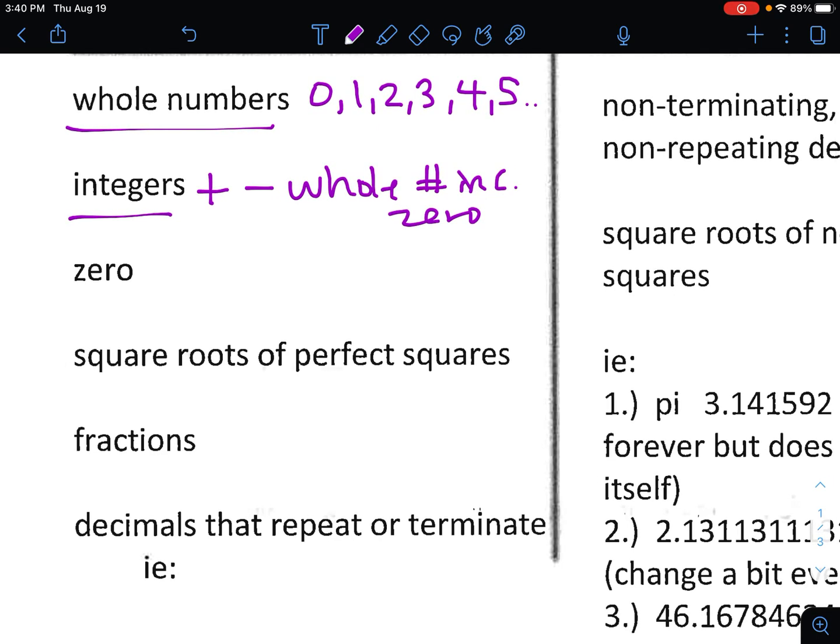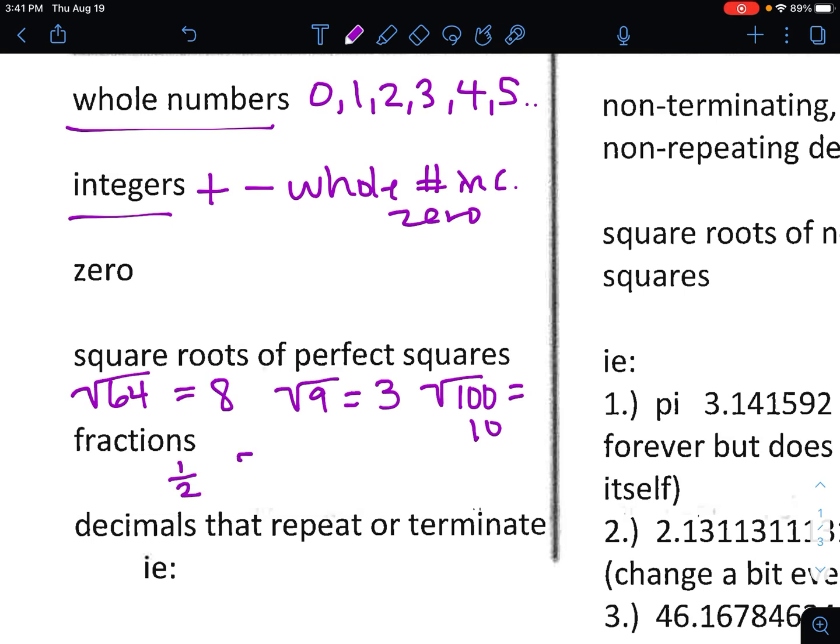Now, square roots of perfect squares, this would be like the square root of 64 because we can solve it and it's a whole number. The square root of 9, we can solve it, it's a whole number. The square root of 100, we can solve it, it's a whole number. You know what fractions are. We're talking 1/2, impropers like 5/3, even -2 and 1/9.